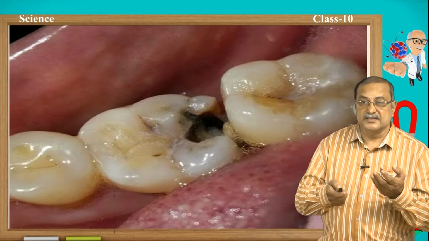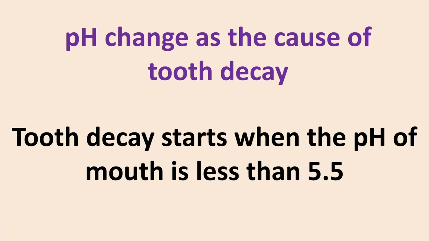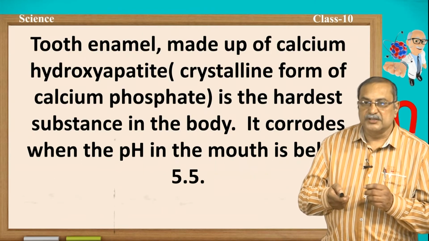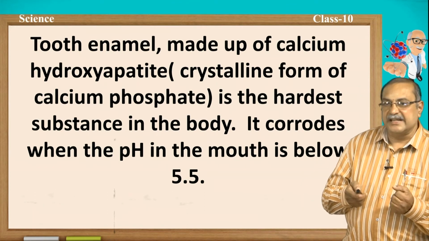This is also because of pH changes. We can say that pH change is the cause of tooth decay. Tooth decay starts when the pH of the mouth is less than 5.5. You know that the tooth enamel is the hardest part in the body. The tooth enamel is made up of calcium hydroxyapatite.